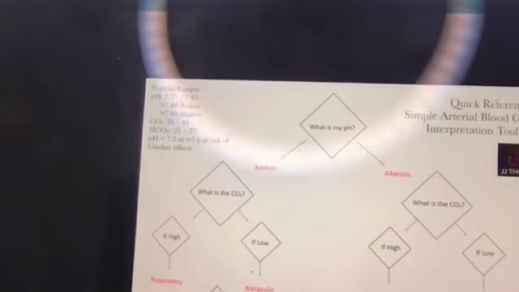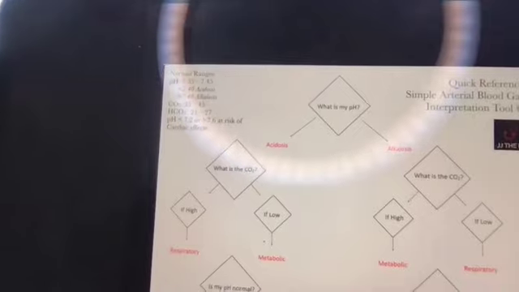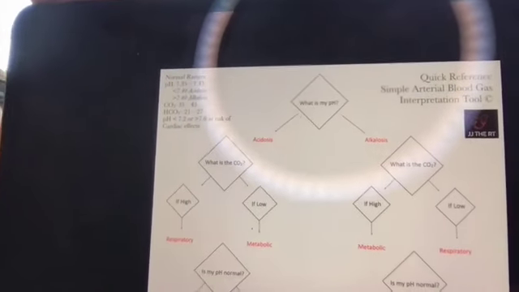So we're going to look at the pH first. Is my pH acidotic or alkalotic? Alkalotic in this case. The next thing I'm going to look at is, is my CO2 causing the alkalosis? In this case, no, it's not. It's not the CO2 causing that pH to be elevated. It's the bicarb. So I know that I have a metabolic alkalosis thus far. That's what I know so far.